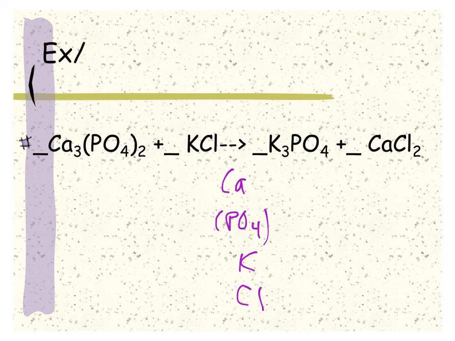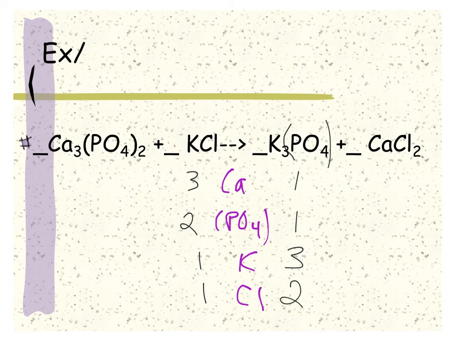Okay, so here's another trick. When you have something that has a polyatomic in it, basically when you see parentheses, think of that, even though it doesn't have parentheses, as being a polyatomic, and your life will be a lot easier if you balance PO4 together. So 3 calciums, 2 phosphates, 1 potassium, 1 chlorine, 3 potassiums, 1 phosphate, 1 calcium, and 2 chlorines.